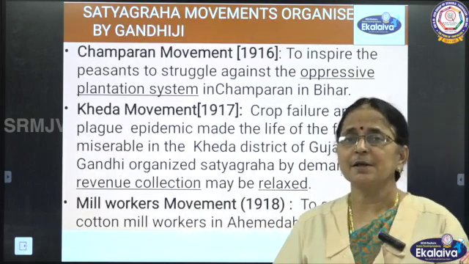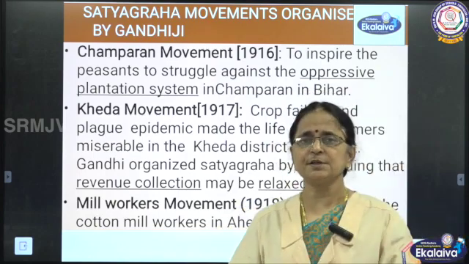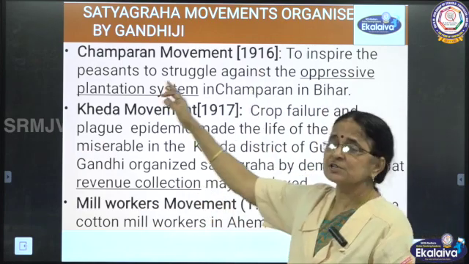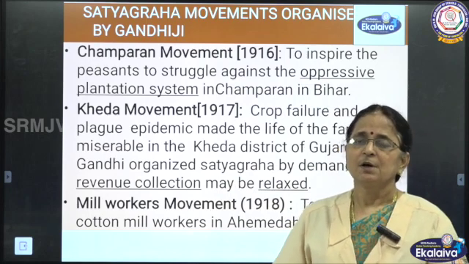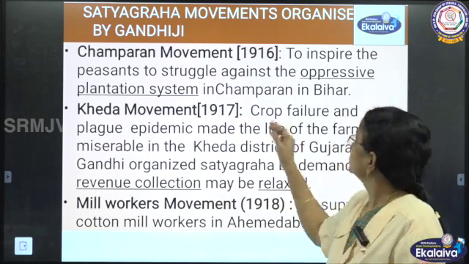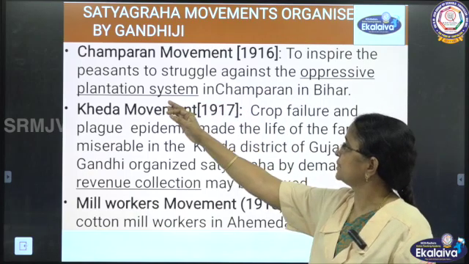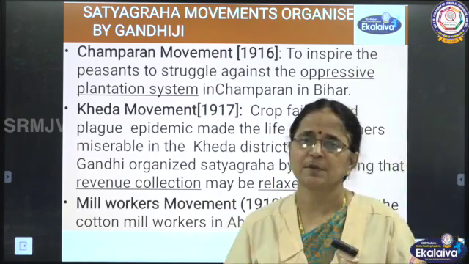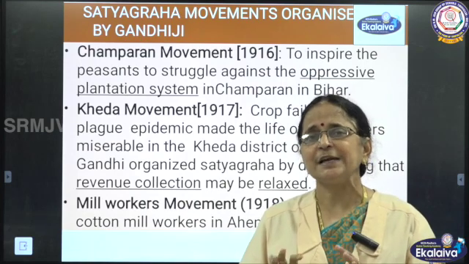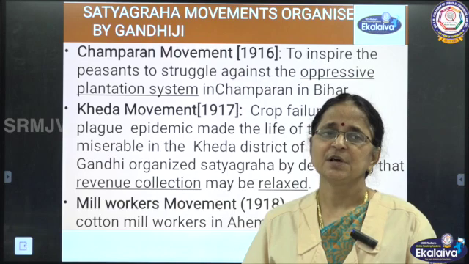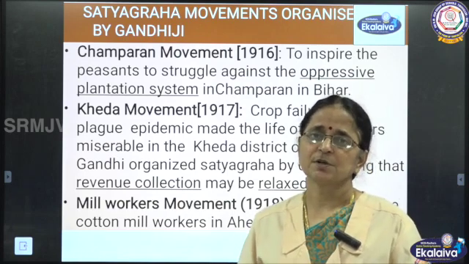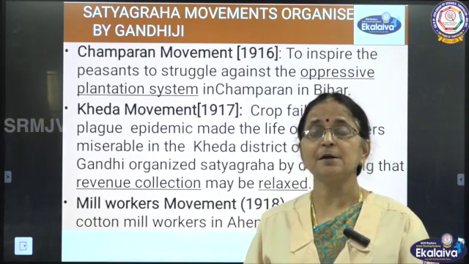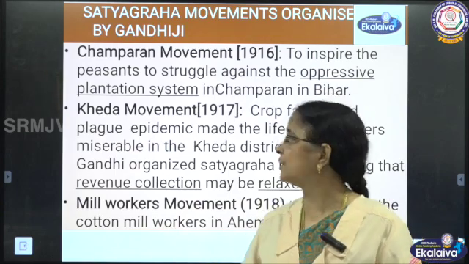And Gandhiji organized 3 Satyagrahic movements. He had succeeded in that. Let us see one after the other. In the year 1916, Champaran movement. Champaran is one of the districts of Bihar. In Champaran in Bihar, to inspire the peasants to struggle against the oppressive plantation system, he supported them. The peasants were cultivating indigo against their own wishes. They were forced to cultivate by the British landlords. So this was the oppressive system that was followed.